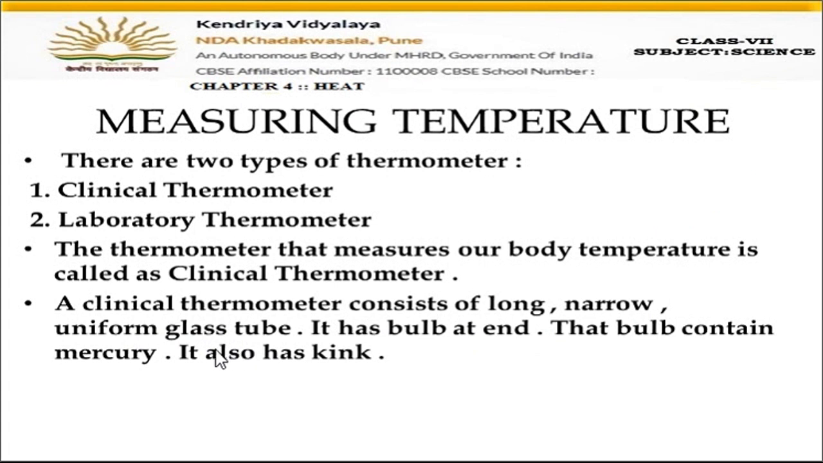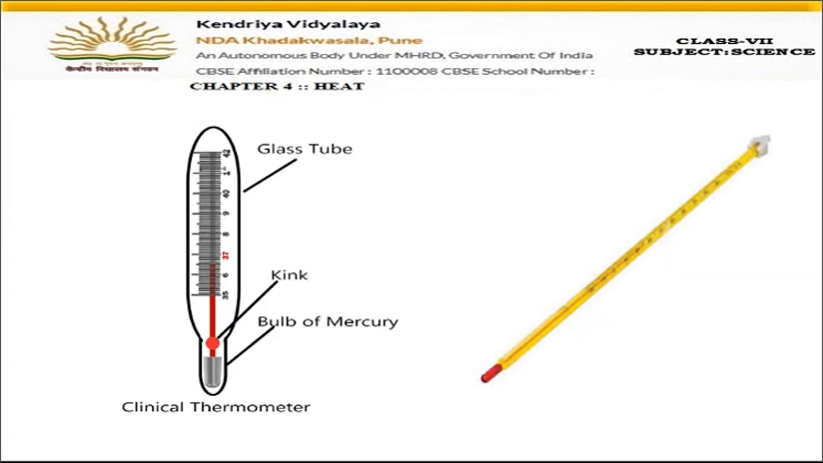That means the complete body of the clinical thermometer is made up of glass, a long narrow glass. And children, you can see here in the diagram that this clinical thermometer has a bulb. This part is known as the bulb. In this bulb, a silver colored liquid is filled, that is mercury. Mercury is a metal in nature, and this metal is liquid at room temperature. So in the bulb of the thermometer, liquid mercury metal is filled.